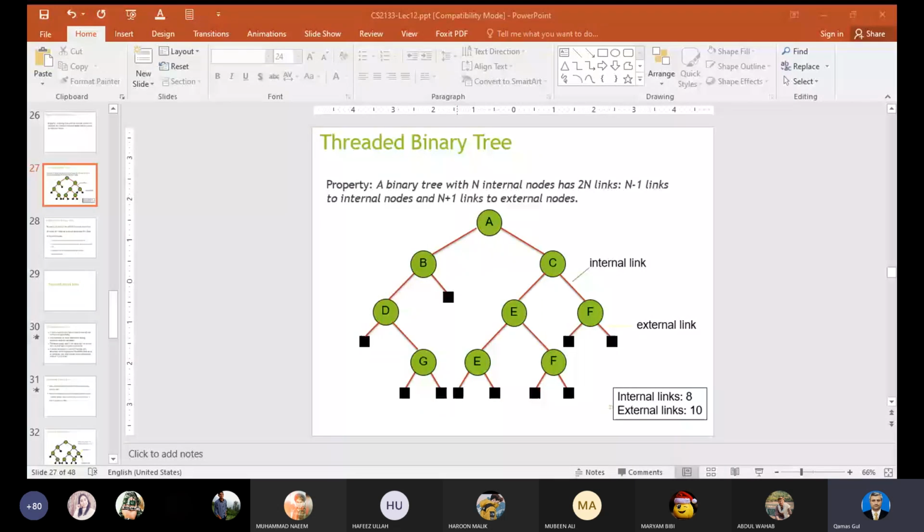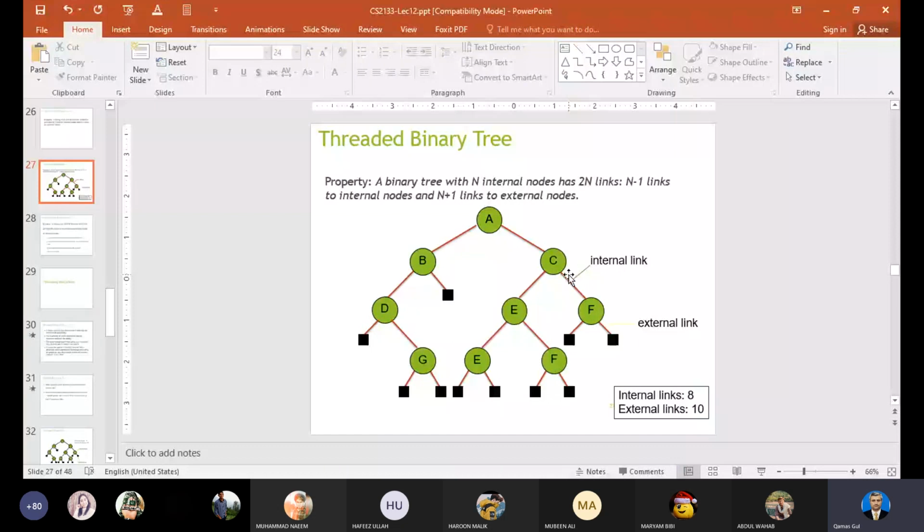So what we were using for the traversing of these nodes in programming, in C++ programming, what we were using?